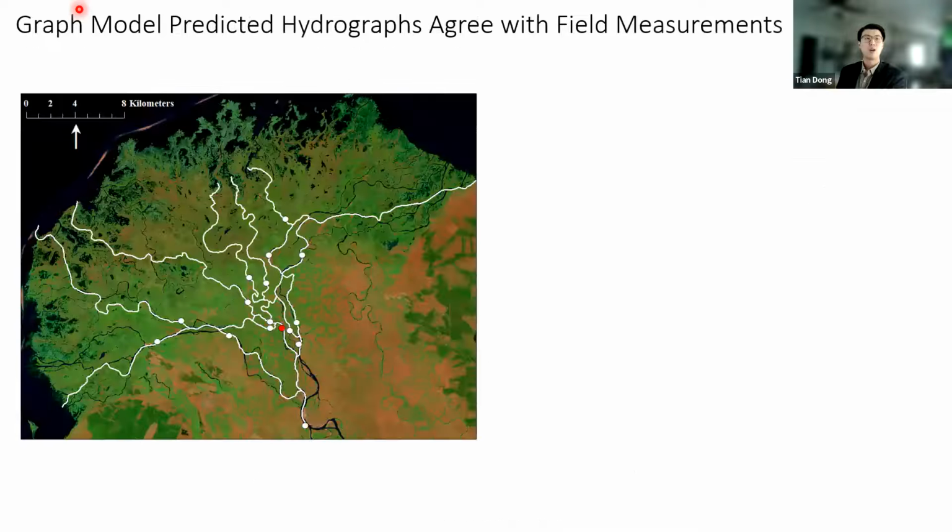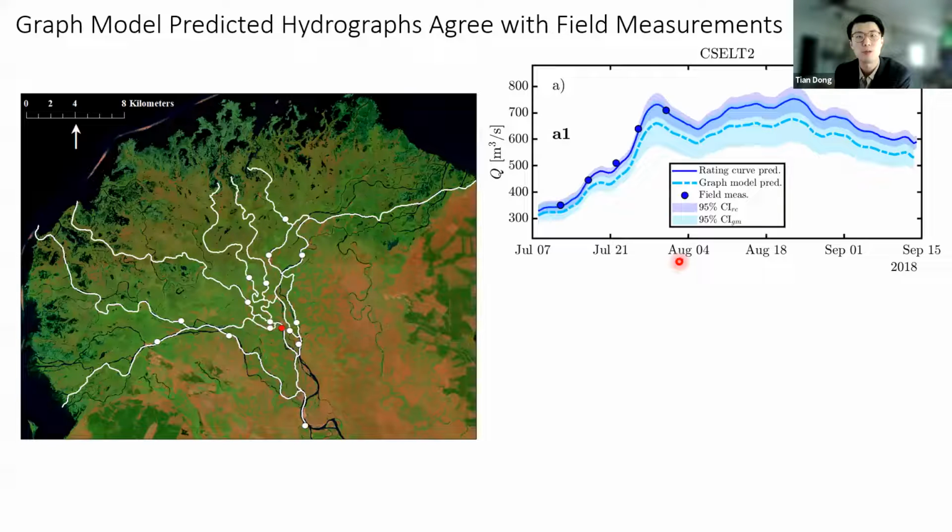In addition, I also tested how good this model is at predicting time series data. As an example, I will show the predicted hydrograph at this particular location in this red circle. Here I'm showing the hydrograph at this location over a 2.5 month period, with water discharge on the y-axis and time on the x-axis. This solid line shows the measured hydrograph that we measured in the field, and this dashed line is the graph model predicting the hydrograph.